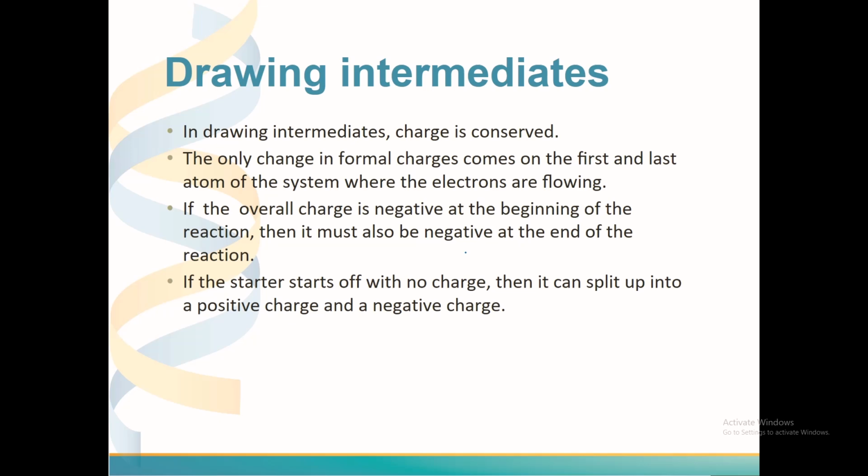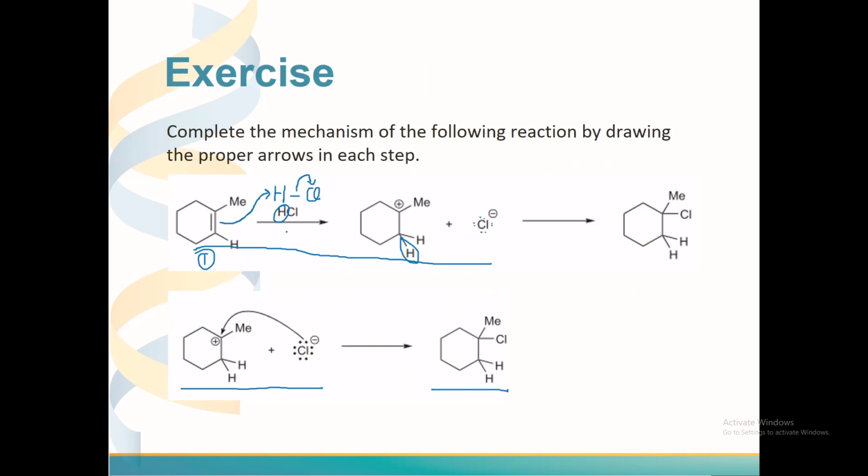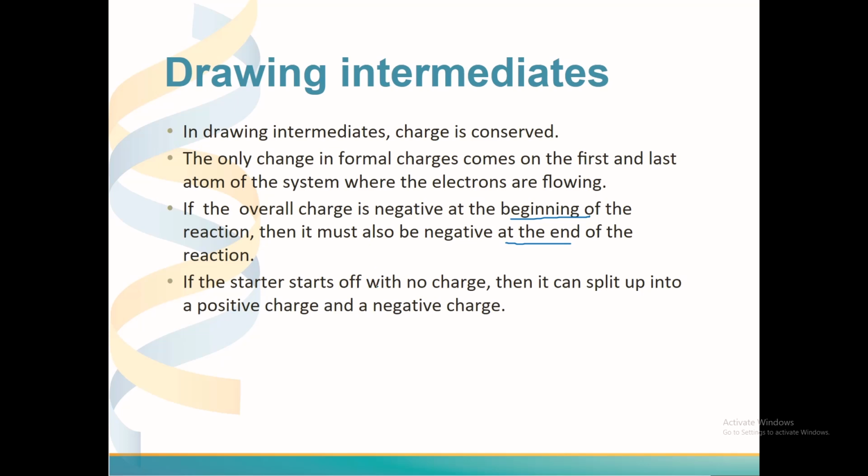So remember, in the intermediates you keep the charges, but that doesn't mean that in the beginning of the reaction you cannot have charges. You could have charges in the beginning of the reaction, and it still has to be conserved at the end of the reaction. So it doesn't change the formal charge. If the starter starts off with no charge, then it can split up into a positive charge and a negative charge. For example, here in the hydrochloric acid, it could be positive and negative.